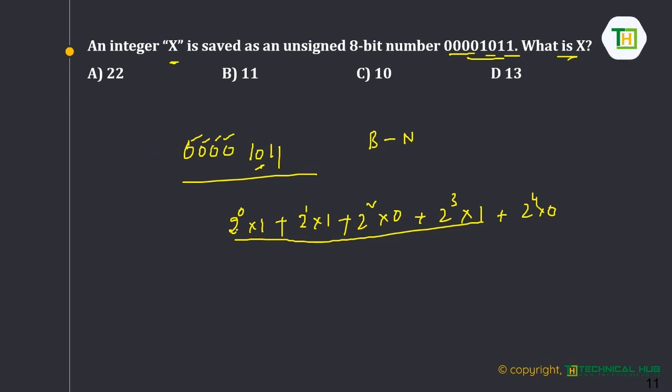So 2 power 0 is nothing but 1. 1 into 1, 1. 2 into 1, 2. So 2 cube, 8 into 1, 8. Because 0 into 2 square, 0 only. So 8 plus 2, 10. 10 plus 1, 11. So the x value is nothing but 11.